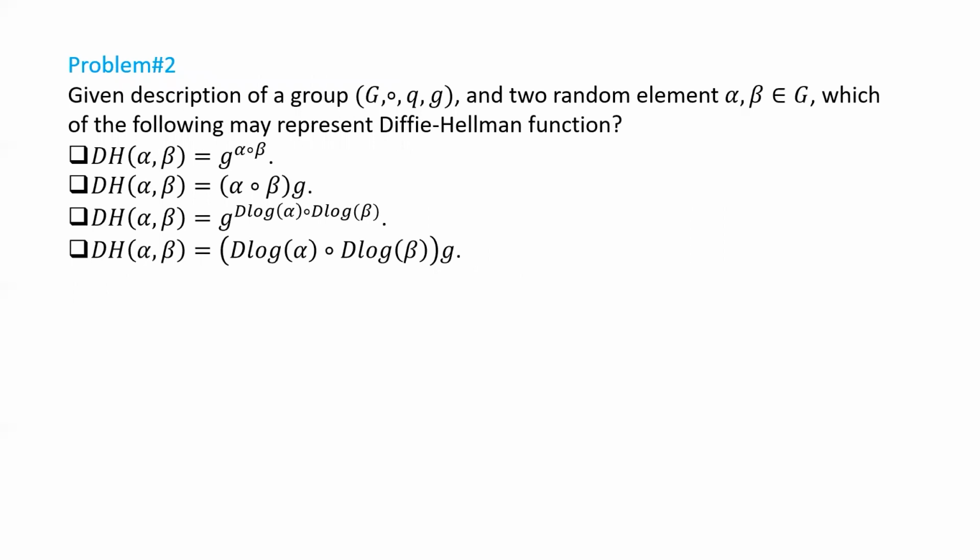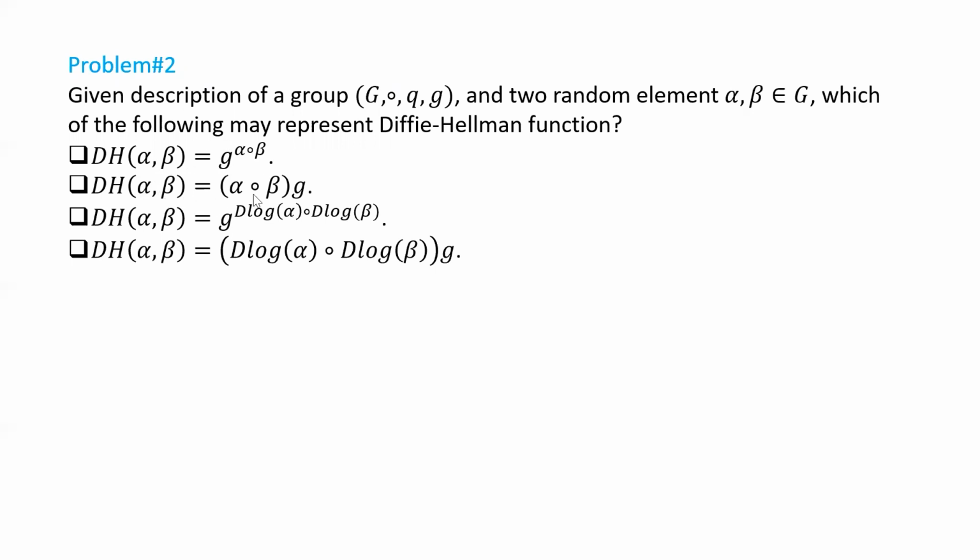Next problem. Given the description of a group G, with this binary operator represented with a small circle, and then q, where q is basically the order of the group, and g is the generator of the group. So that is the description of a group. Given the description of a group and two random elements alpha, beta belonging to G, which of the following may represent the Diffie-Hellman function? Four options are given. Diffie-Hellman function on alpha, beta. One is g to the power alpha beta.